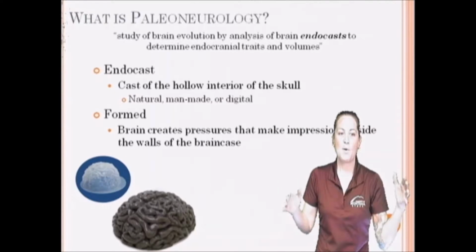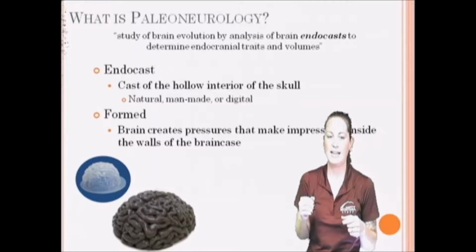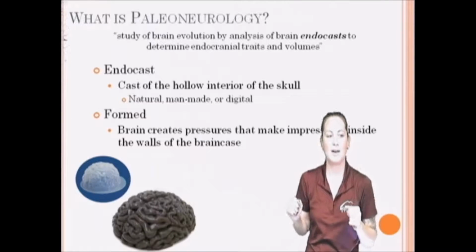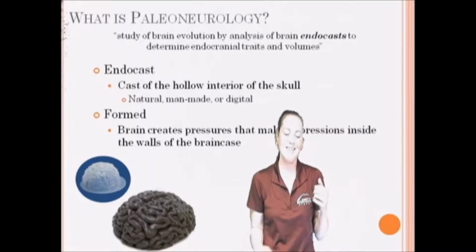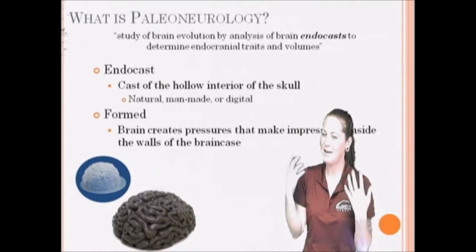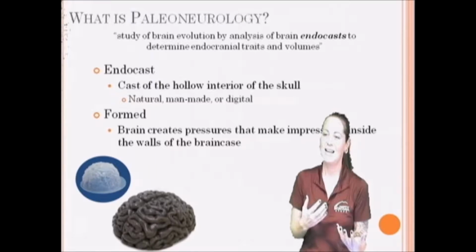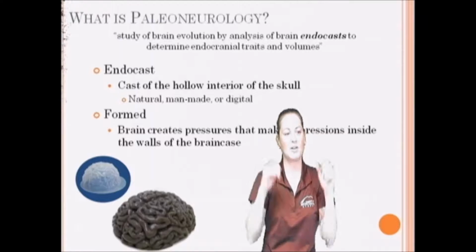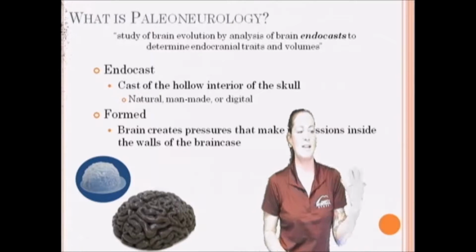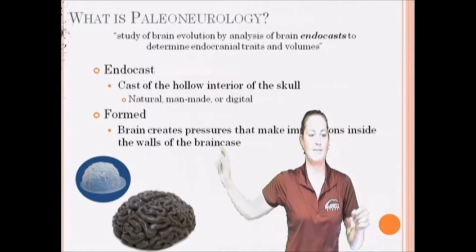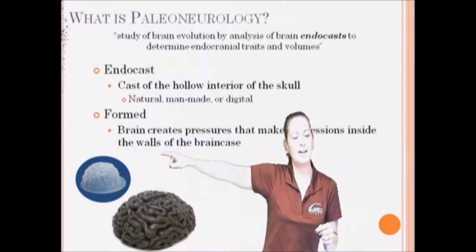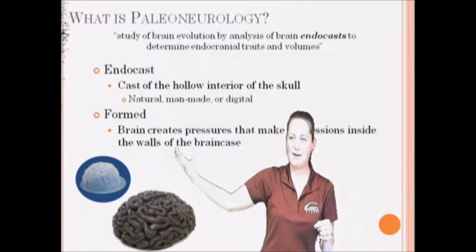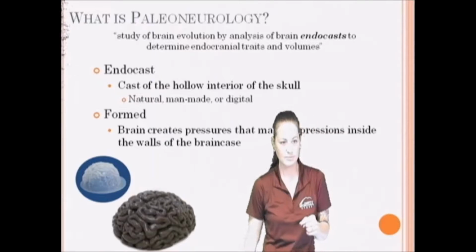So again, these are formed when those pressures on the inside of the skull create impressions on the walls of the brain case. This doesn't tell us anything about the number of neurons, neuron density, or anything about the internal structure of the brain. It only shows us the external portion of the brain. If you want to think about it, the skull is kind of like the jello mold over here, and our brain is the jello cast that comes out of the jello mold.